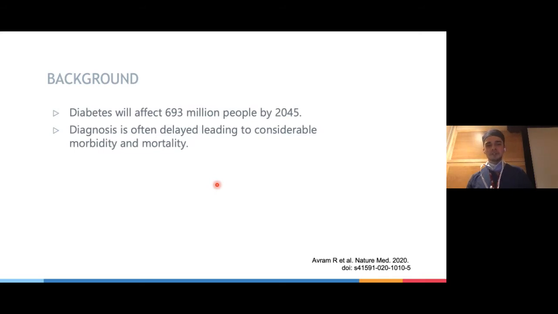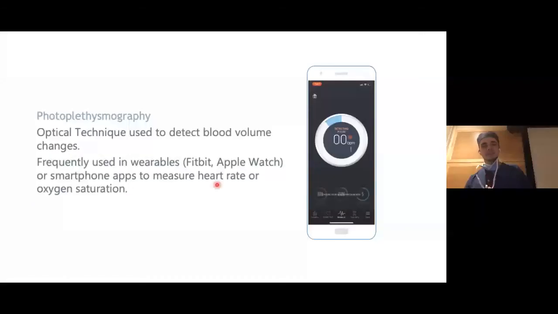So we need better tools to screen for or detect diabetes. And a lot of people, especially in developing countries, don't have access to routine testing. This is an example of photoplethysmography. This here is an iPhone app, and any iPhone or wearable can determine photoplethysmography. It's an optical technique used to detect blood volume changes.